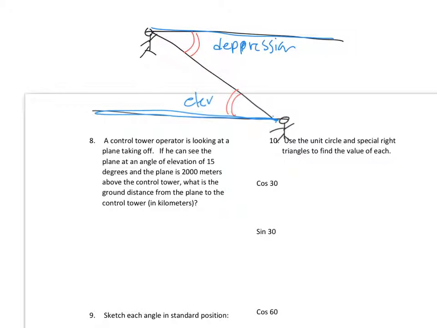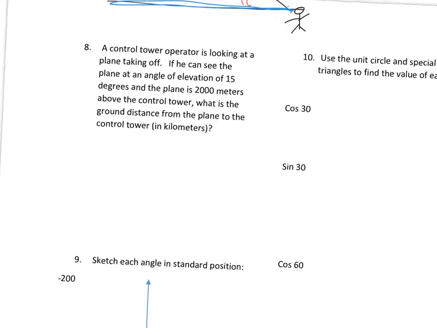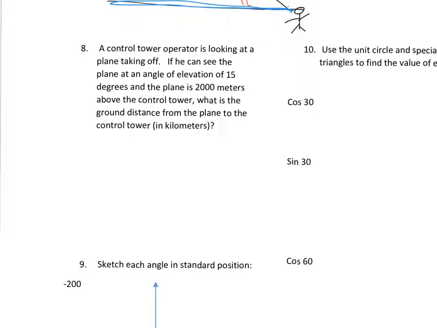So down here, move that out of the way. A control tower is looking at a plane taking off. If he can see the plane at an angle of elevation of 15 degrees, and the plane is 2,000 meters above the control tower, what is the ground distance from the plane to the control tower?